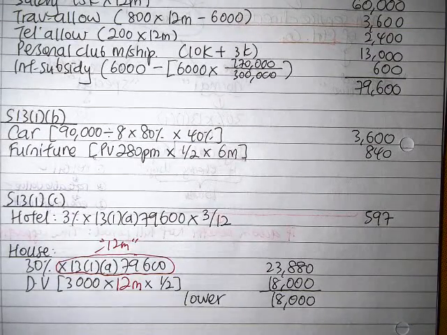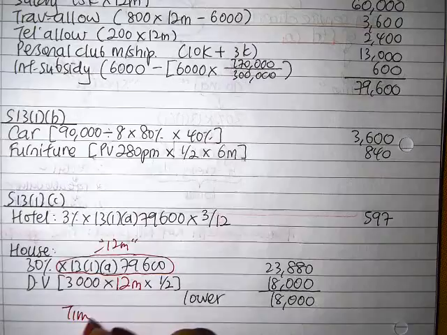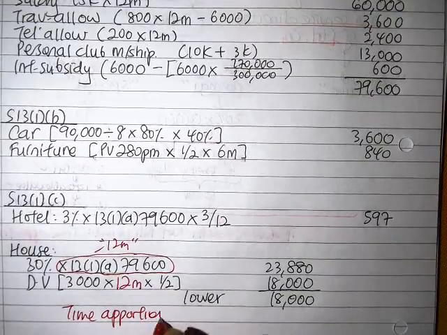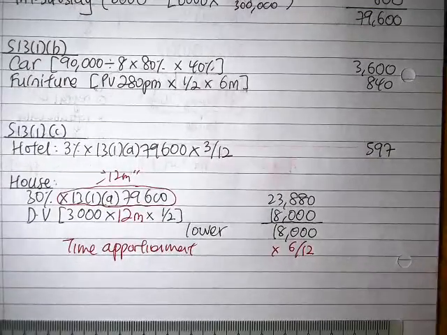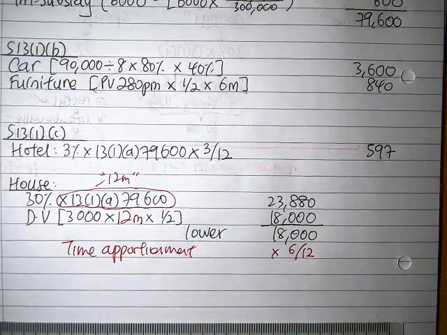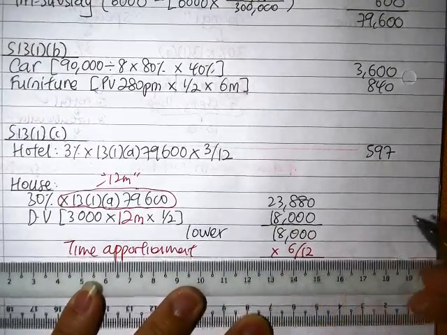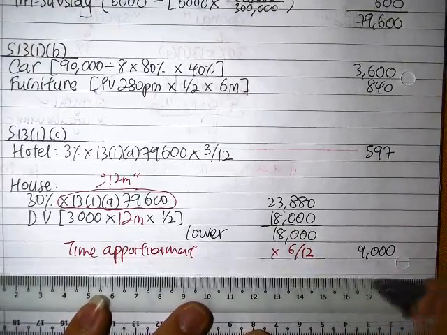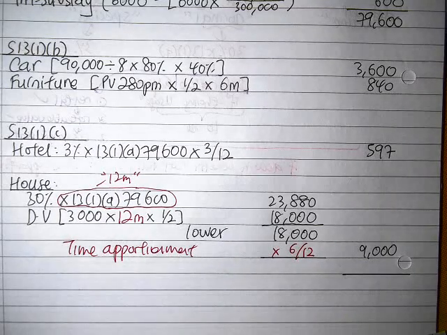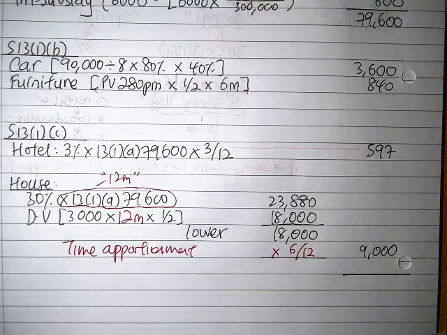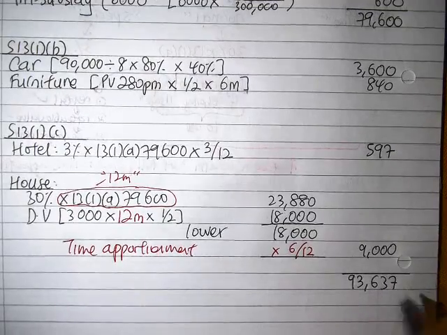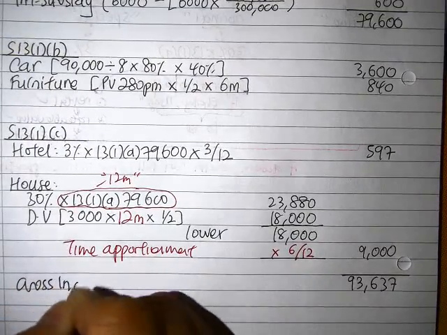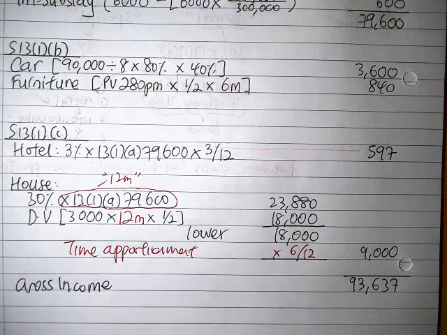So class, here is where you do your time apportionment, because you only stay in the house for 6 months, whereas the value is for 12 months. So after the apportionment, the value is 9,000. Alright, so sum up all the figures we have here. So in total, this is the gross income for Brian.